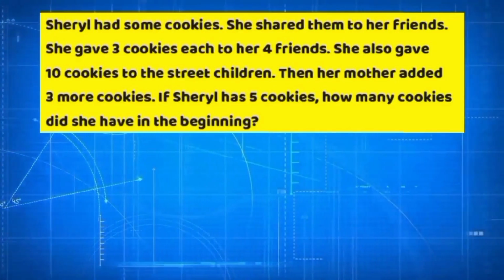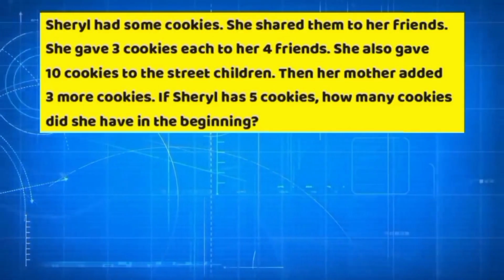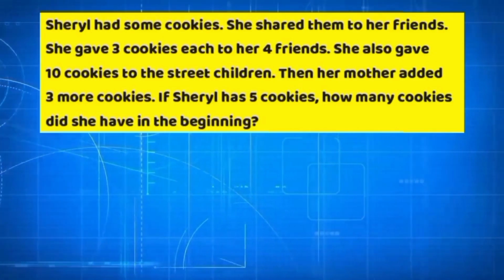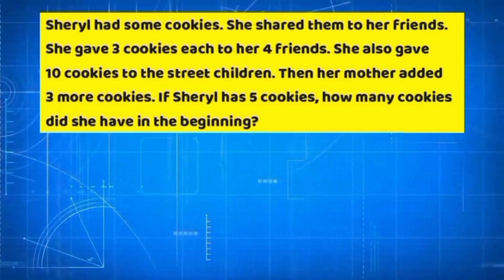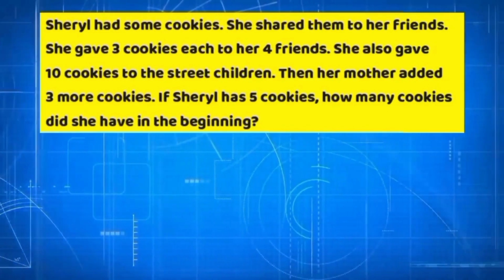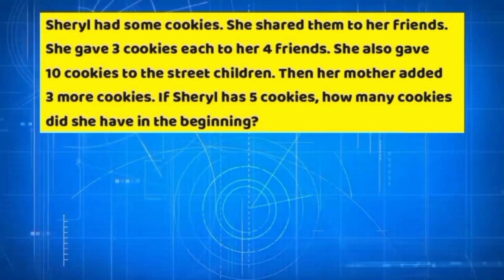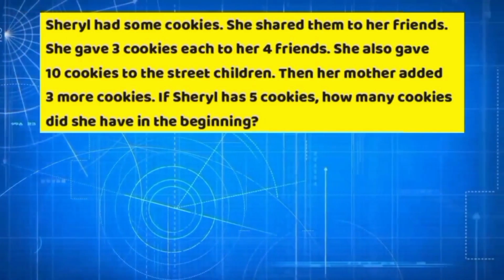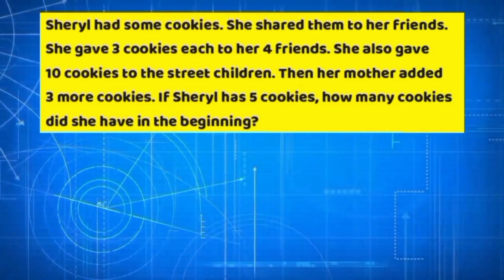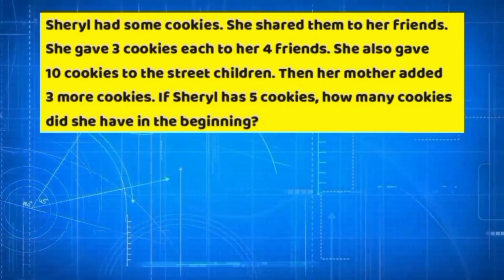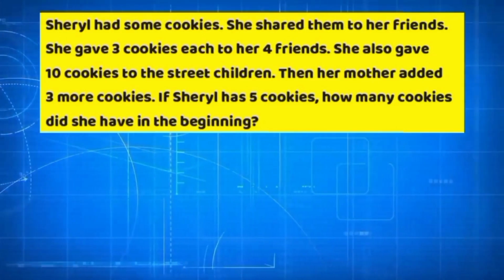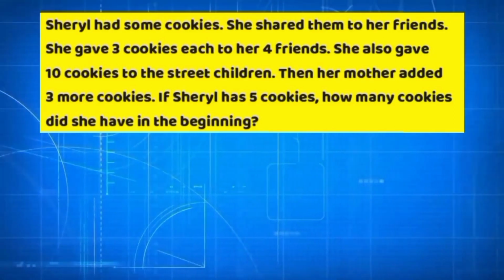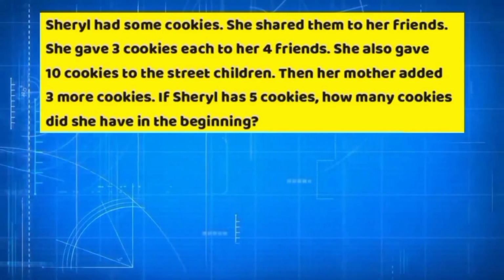Let us read the problem. Cheryl had some cookies. She shared them to her friends. She gave 3 cookies each to her 4 friends. She also gave 10 cookies to the street children. Then, her mother added 3 more cookies. If Cheryl has 5 cookies, how many cookies did she have in the beginning?